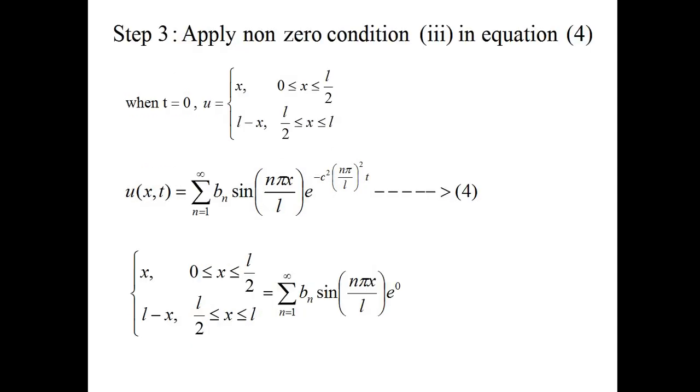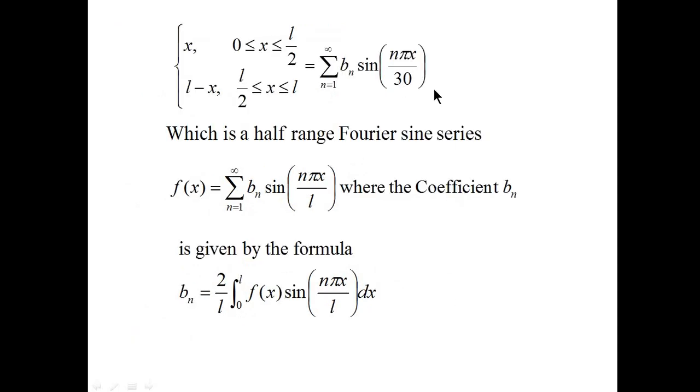Now in our next step, that is step 3, we are going to apply the non-zero condition, that is the initial condition, in equation number 4. When t is equal to 0, we have the initial temperature which is given by this function. Now you have to substitute in equation 4. After substituting, you get the left hand side as a function and the right hand side as a summation of Bn sin n pi x by L, where t is substituted as 0. So when you put t as 0, you get e raised to 0, which is nothing but 1. Now this is nothing but a half range Fourier sine series. You can compare with our half range Fourier sine series, where Bn is given by the formula.